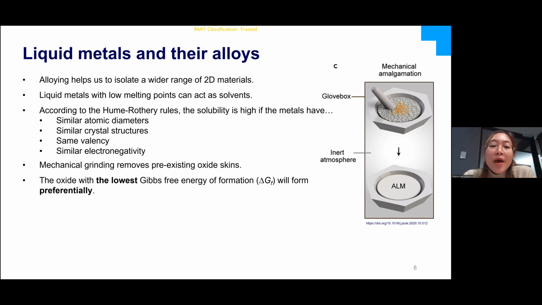So the way we know which oxide of the two metals will form at the surface, we have to look at the Gibbs free energy of formation. So the one that has the lowest delta GF will form preferentially and simultaneously.